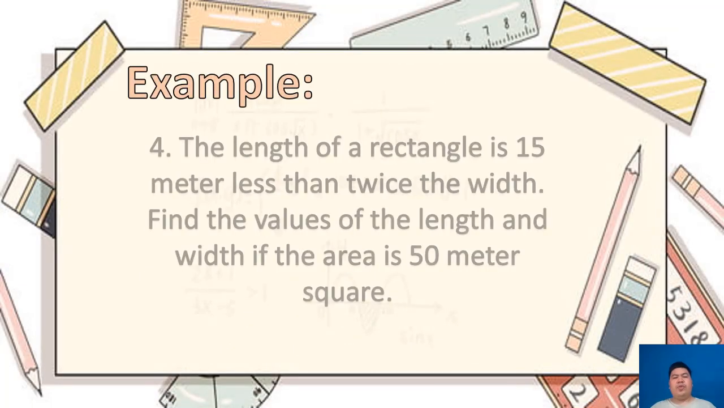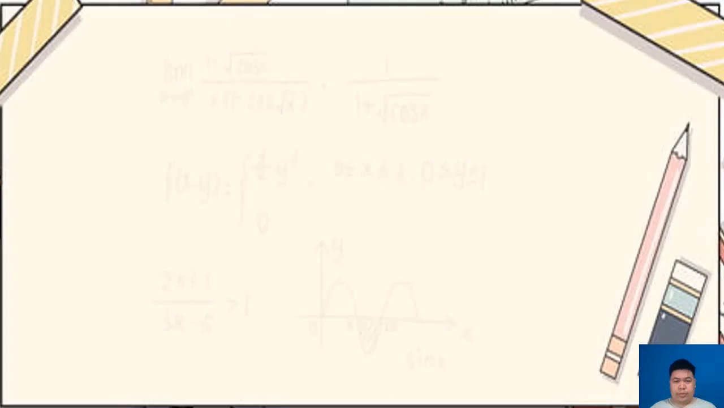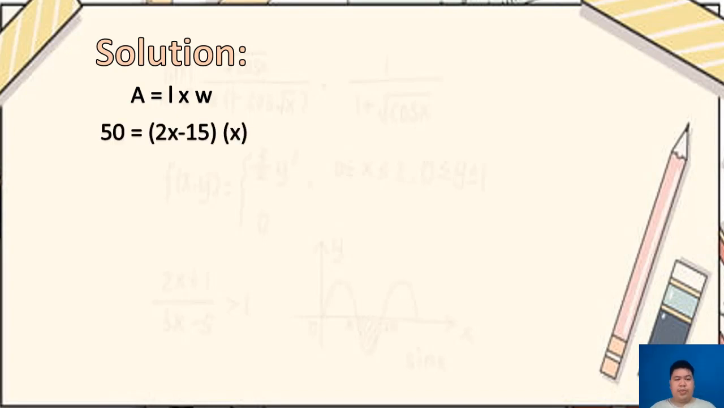Now we have our fourth example, which is: the length of a rectangle is 15 meters less than twice the width. Find the values of the length and width if the area is 50 meters squared. Now, here's our solution. Remember that the area of the rectangle is length times the width. So we will have the equation 50 is equal to 2x minus 15 multiplied by x.